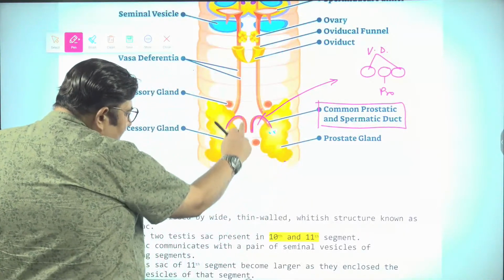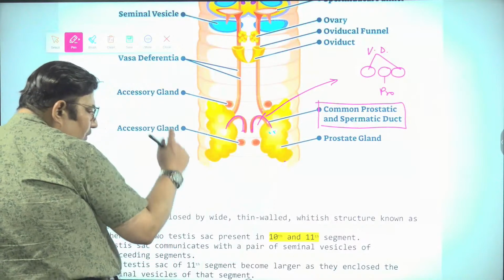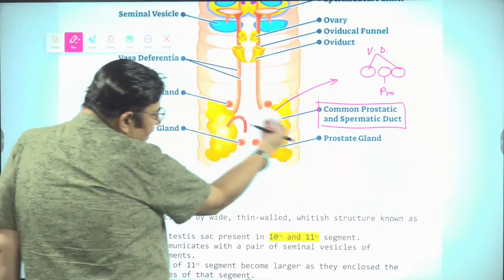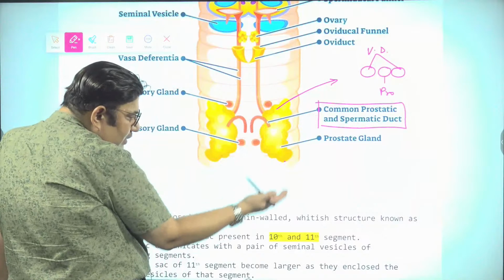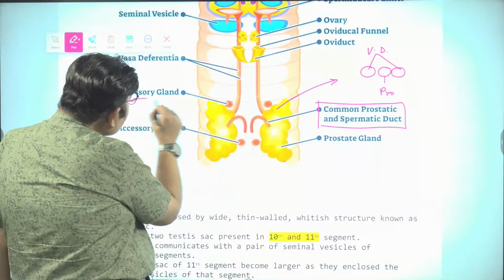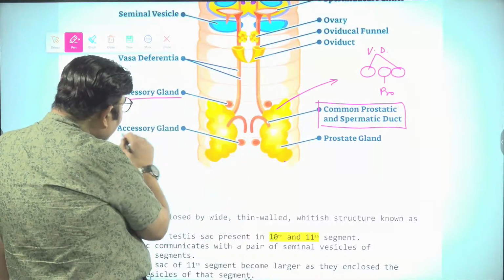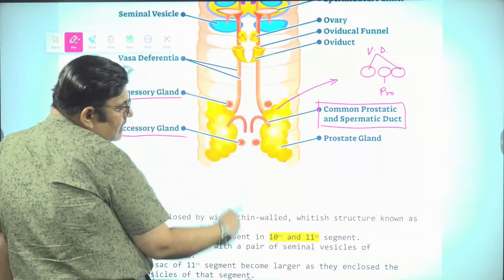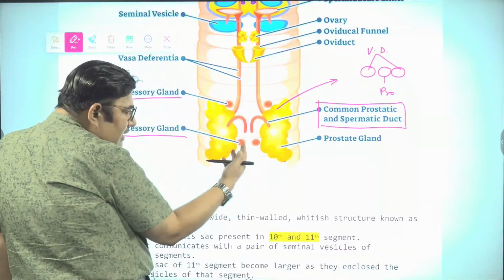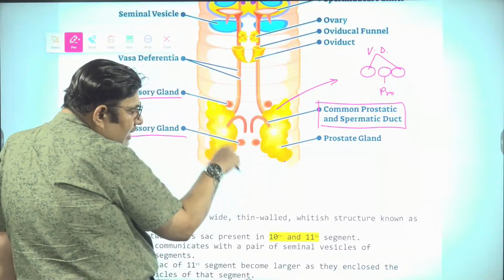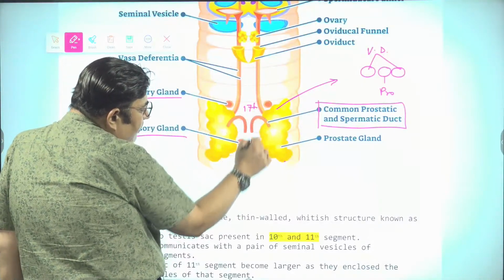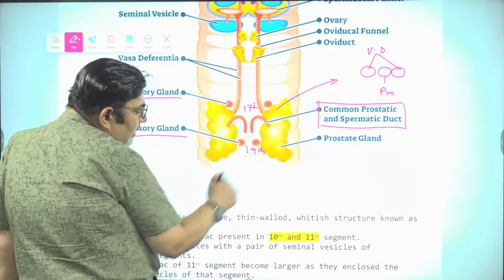Similarly, it opens into the 18th segment. So one pair of male genital apertures, ventrolateral, here it is not clearly shown, but actually it is ventrolateral, opens into the 18th segment. Now, one pair of accessory glands above it and one pair below it are also present. Outside, there is a small papilla called the genital papilla. One pair of genital papillae in the 17th segment, and one pair in the 19th segment also.